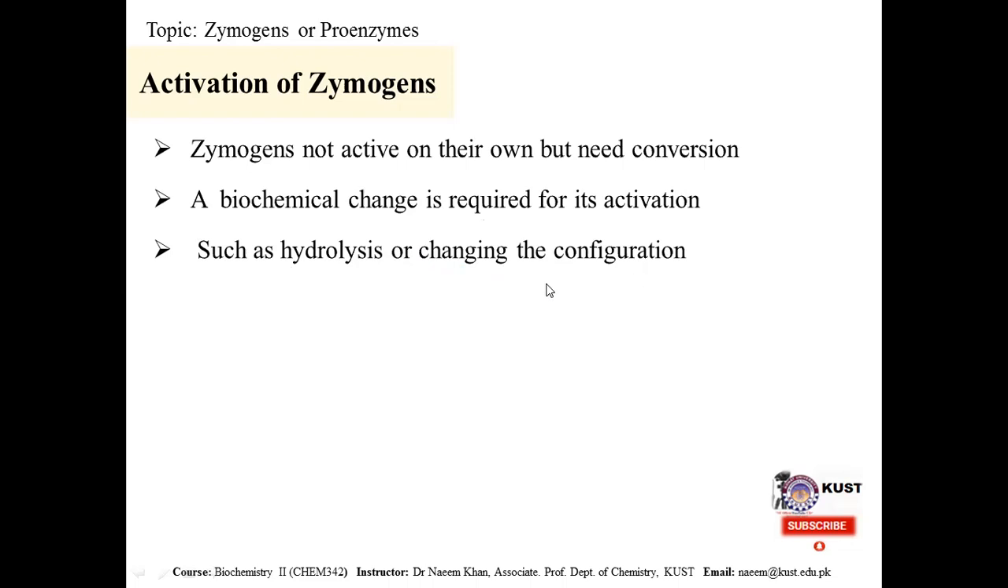We know that enzymes have active sites. Until and unless the active site is exposed to the substrate in a specific three-dimensional configuration, it cannot come in contact with the substrate, and in this way the lock and key model cannot be fulfilled. So there is a biochemical change, and that change is changing the configuration. The idea is to expose the active site in a specific direction so that it suits the substrate. And usually there is some hydrolysis reaction bringing about the change.